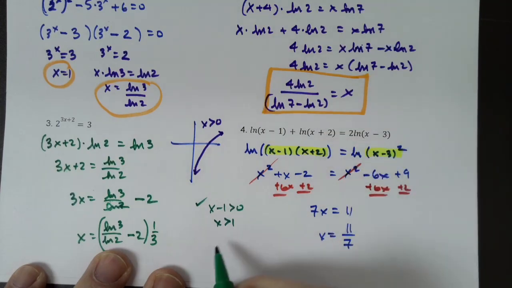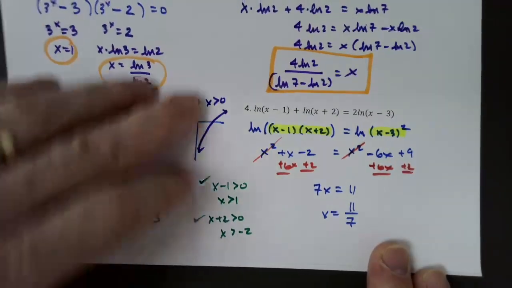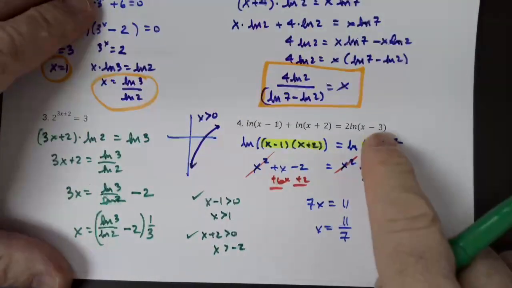Let's check the next one. In this case, the x plus 2 has to be greater than 0. Subtracting 2 from both sides, and x would have to be greater than negative 2. Of course, we've got a positive number. It works out perfectly there. Let's check on the right-hand side.